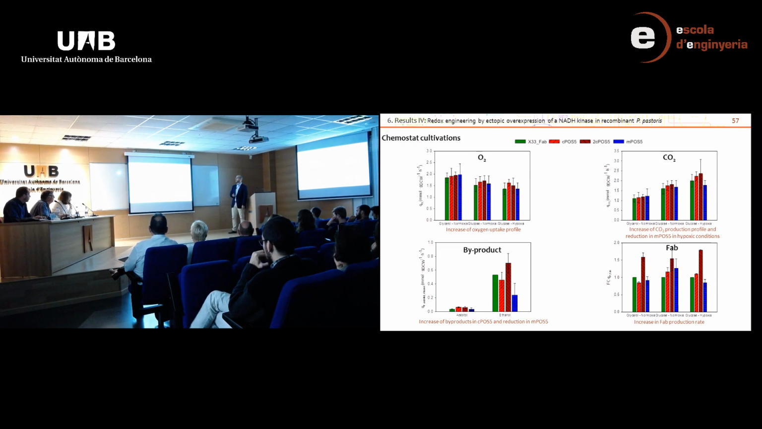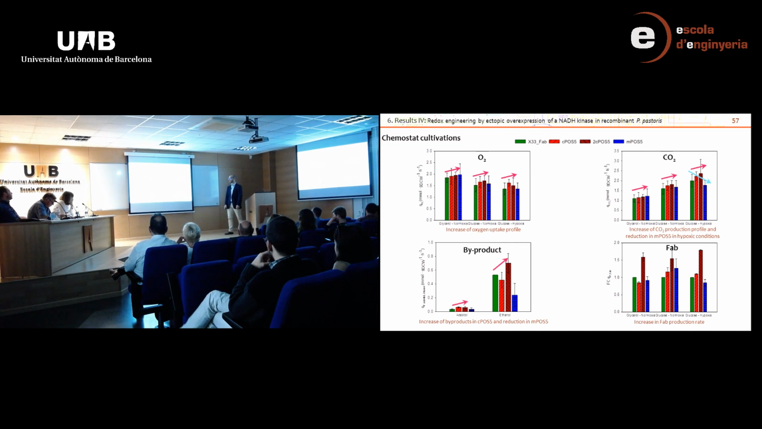By looking at the macroscopic growth parameters, for example, we didn't observe any dramatic impact of the expression of POS5. Nevertheless, we can see some tendencies. In the case of the oxygen consumption rate, we can see that there's an increase of this oxygen uptake rate in the recombinant strains. By looking at the CO2 production rate in all the conditions tested, we see an increase of the CO2 production rate. Nevertheless, in hypoxic conditions, the mitochondrial strain shows a reduction in the CO2 production rate.